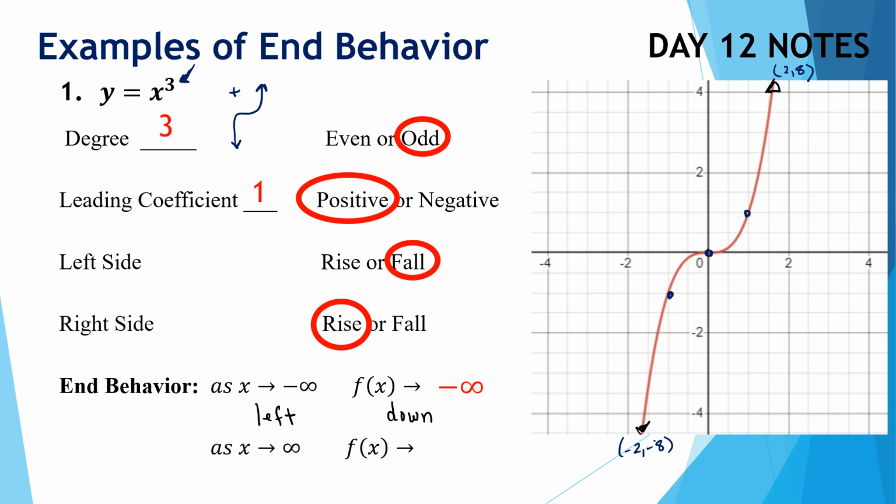Now on the right-hand side, as x approaches positive infinity, that side of our function goes up, so f of x approaches positive infinity. Great job, guys. We got a few more of these to go through.